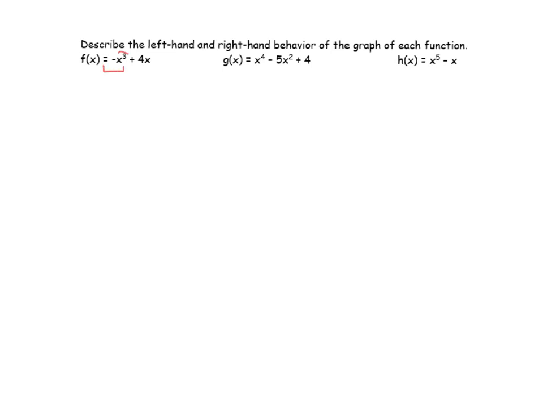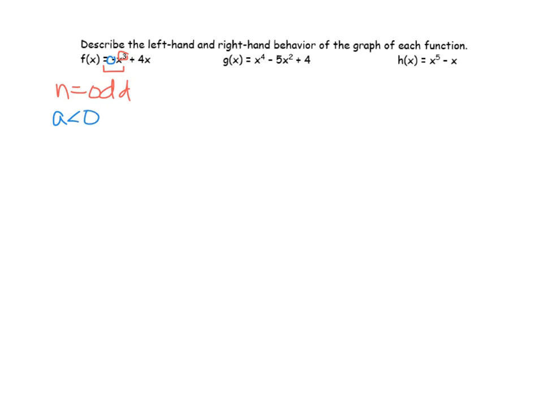Because of that, look at the degree of the function. N equals 3, so n is an odd number, therefore it's an odd polynomial. Now look at your a value. Is it positive or negative? Taking a look at that negative sign out in front, we would know that a is less than 0.